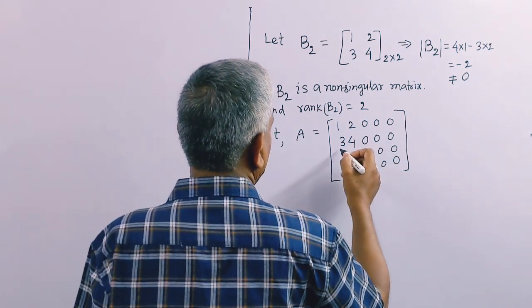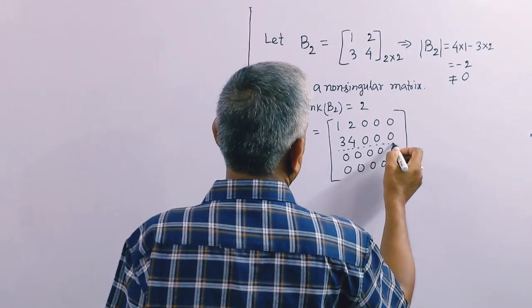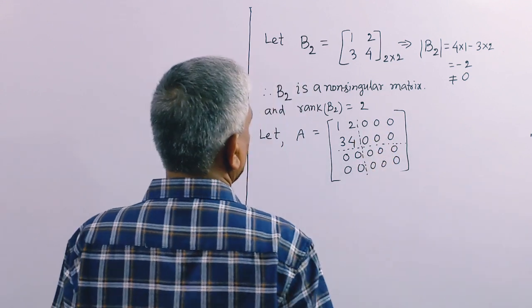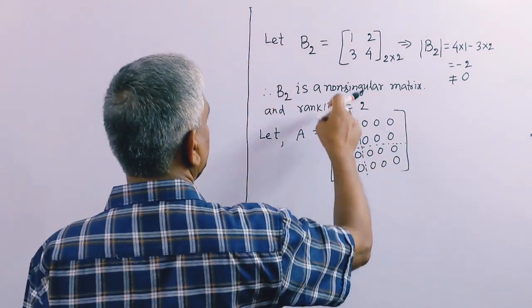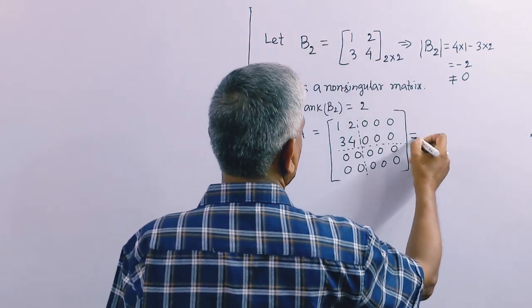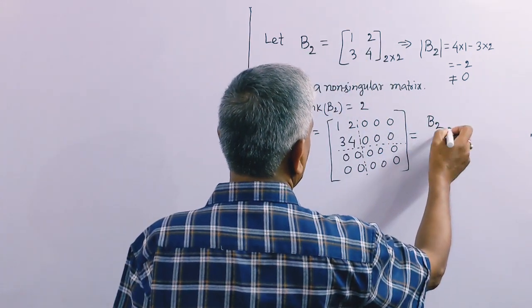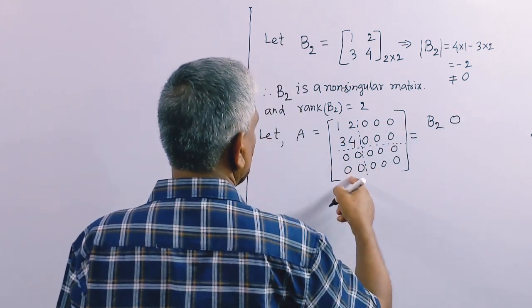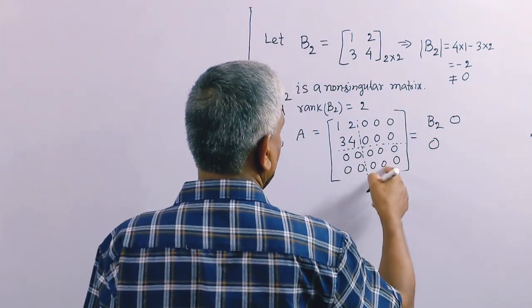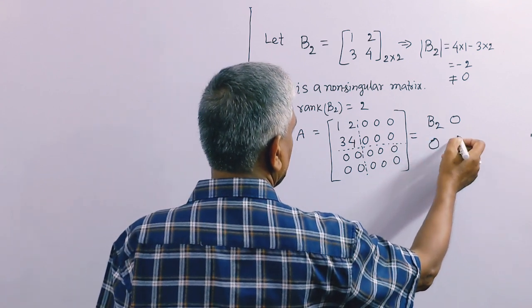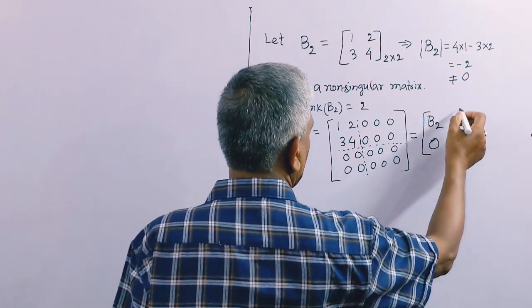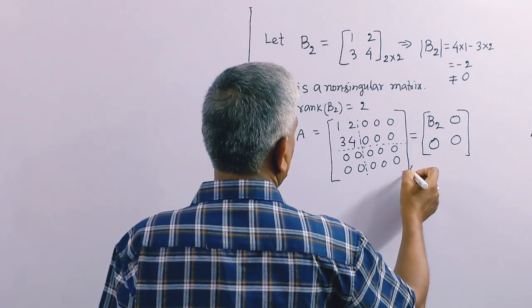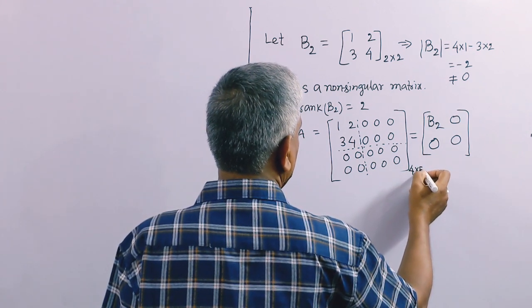We may divide this matrix A into some parts. This first part is B2. This part is a 0 matrix, this part is a 0 matrix, and this part is also a 0 matrix. This A is a 4 by 5 matrix.